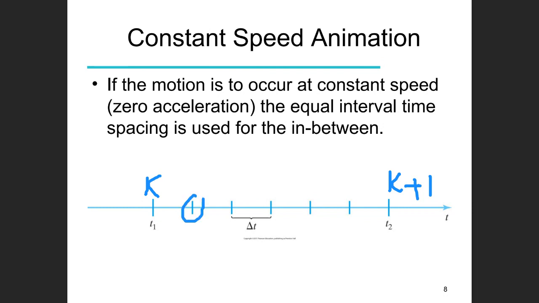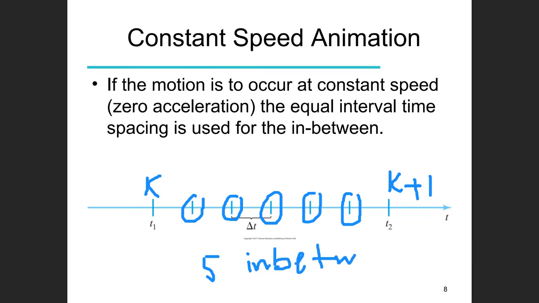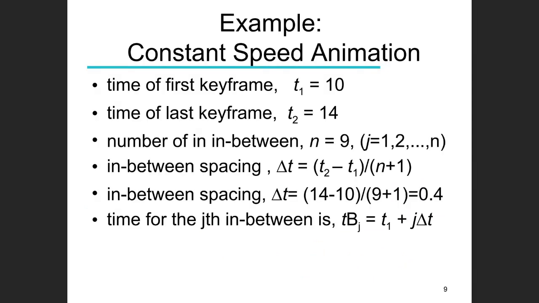This is our first in-between frame at this time. We insert the second in-between frame at this time, the third in-between frame at this time, the fourth in-between frame at this time, and the fifth in-between frame at this time. In this example, we are using 2 keyframes and 5 in-between frames between them. Again, it is our choice how many in-between frames we use between the two adjacent keyframes. Now there are some equations for constant speed animation. We will see that with an example.